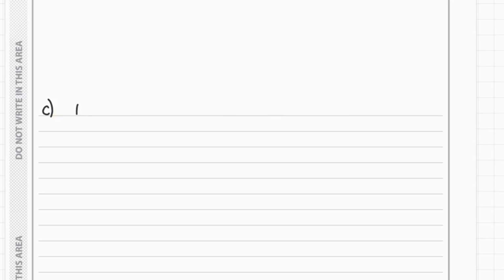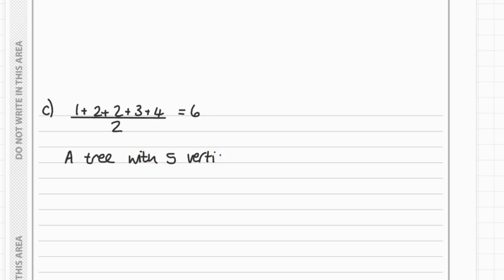To work out the number of arcs, we can add them all together. So 1 plus 2 plus 2 plus 3 plus 4, and we can halve that. That gives me 6. So we're now going to conclude a tree with 5 vertices would have 4 arcs, not 6 arcs. So therefore it cannot be a tree.